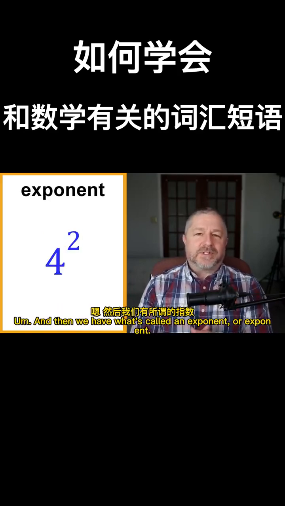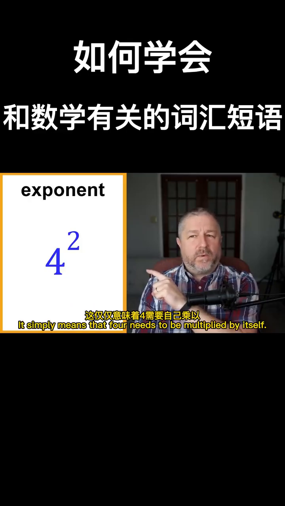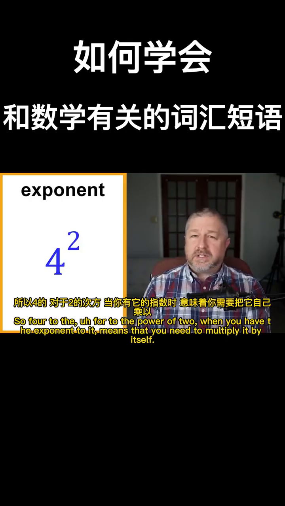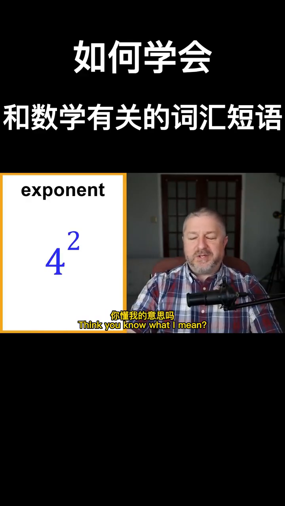And then we have what's called an exponent or exponents. So if you see something like this in math, 4 to the power of 2, the answer to this would be 16. It simply means that 4 needs to be multiplied by itself. So 4 to the power of 2, when you have the exponent 2, it means that you need to multiply it by itself 2 times. Well, once really, 4 times 4. I think you know what I mean.